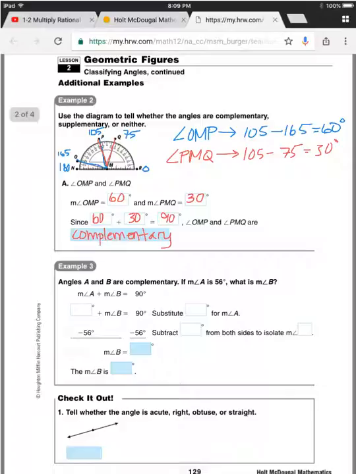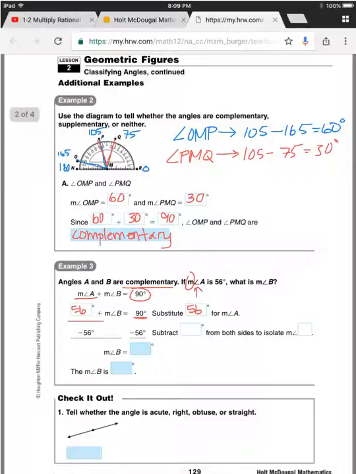Angles A and B are complementary if the measure, this little M right there, says measure, and this little sign is the angle sign. If the measure of angle A is 56, what is the measure of angle B? Since they are complementary, they have to add up to 90 degrees. We know that the measure of angle A is 56 degrees, so we write 56 plus the measure of angle B equals 90 because we're looking for complementary and 90 is our complementary. So we substitute 56 for the measure of angle A.